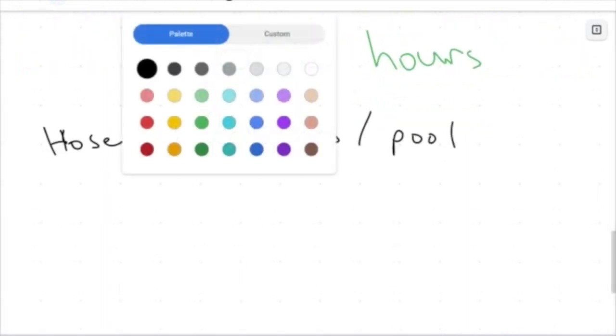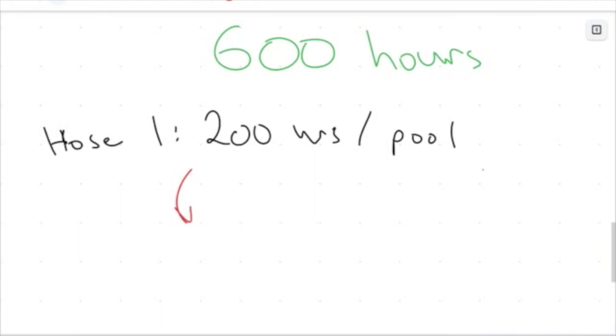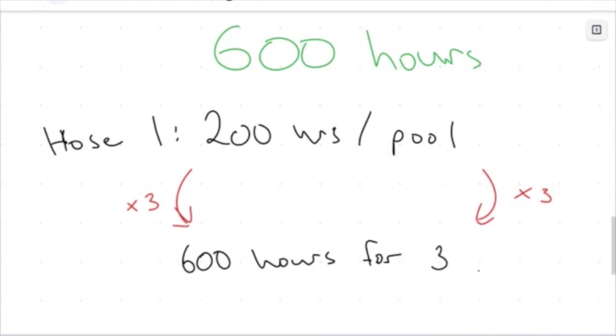Now, how do I get this 200 up to 600? Because what I'm doing is using sort of a unitary method, but I'm just trying to find how many pools will get filled in 600 hours. Now, I can do that pretty easily. I can get 200 hours up to 600 by just timesing by 3. So that means it'll take me 600 hours for 3 pools.